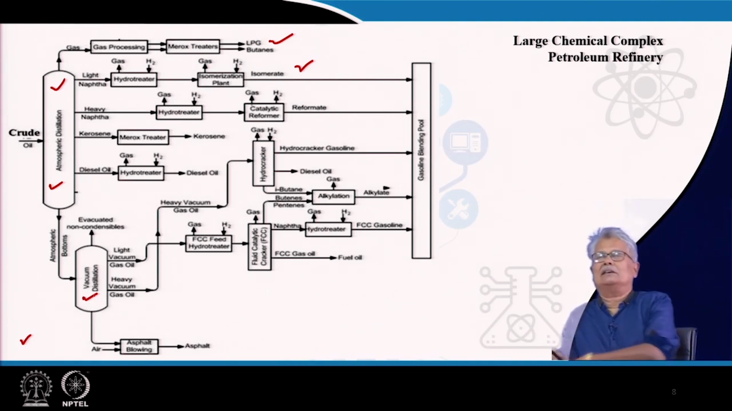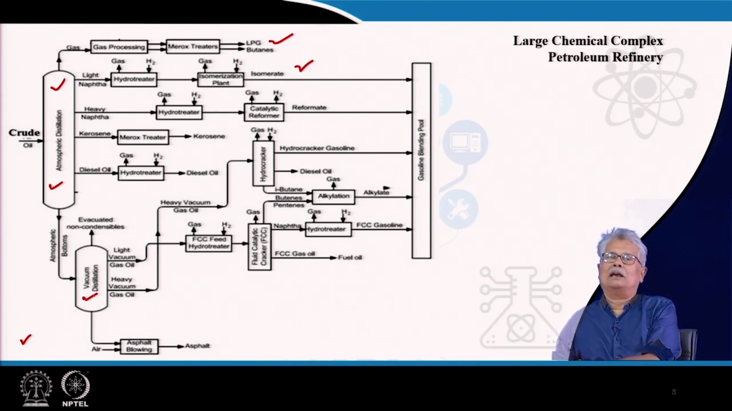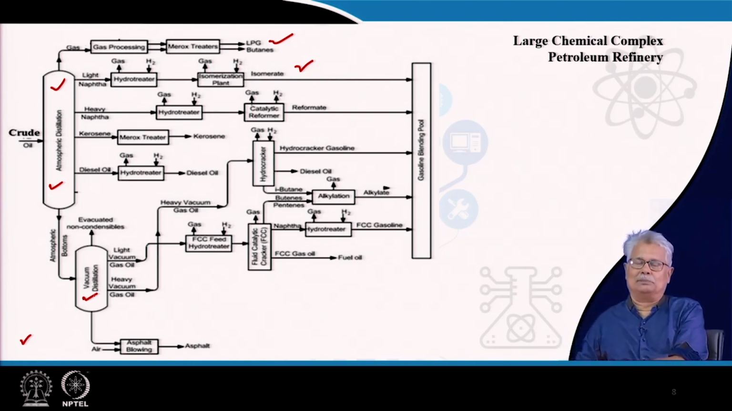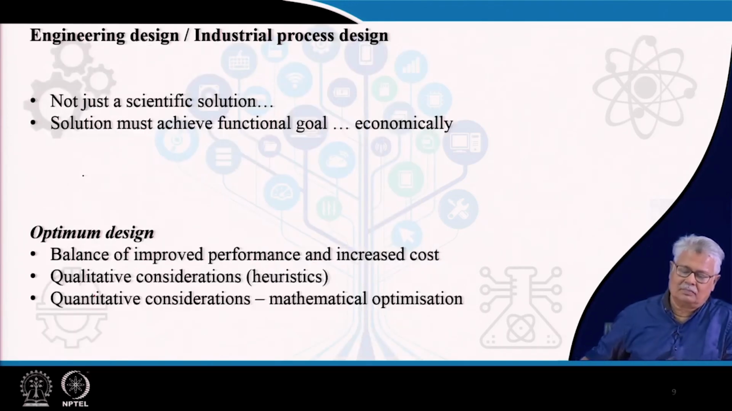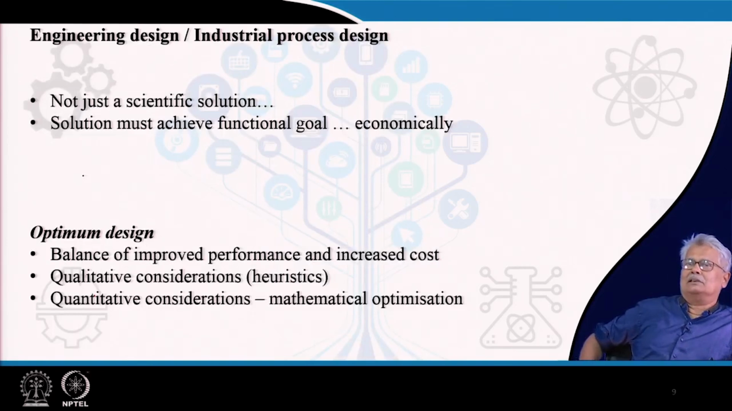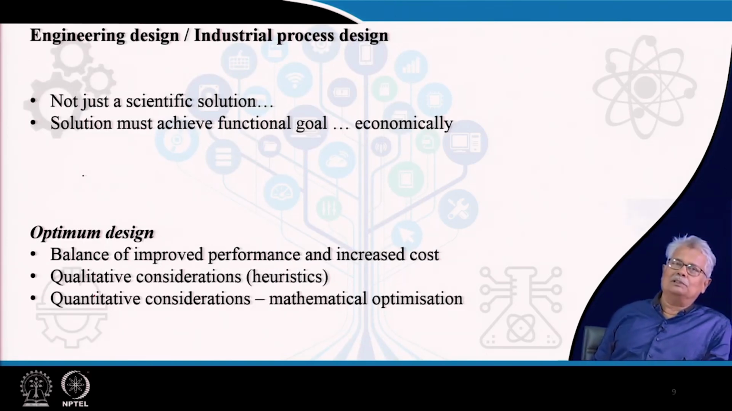So, we have an idea at this particular point to say we have very simple processes, we have more complex processes, and we have large complexes like the refinery complex or the petrochemical complex or the fertilizer complex, which consists of several plants intertwined together. So, we have some idea about the plant. What we do now is we talk about the engineering design or the industrial process design.